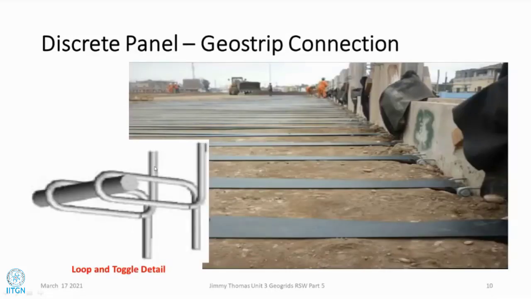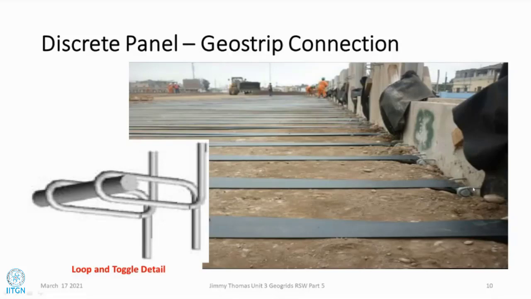Then we have to design the connections. So we use different arrangements. This is something known as a loop and toggle connection, which is used for geostrips or straps. This type of connection is also used for geogrids, because nowadays, as I showed yesterday, the geogrids also we cut into narrow strips, maybe 50 mm or 300 mm wide. So this type of connection is used for the geogrids also.